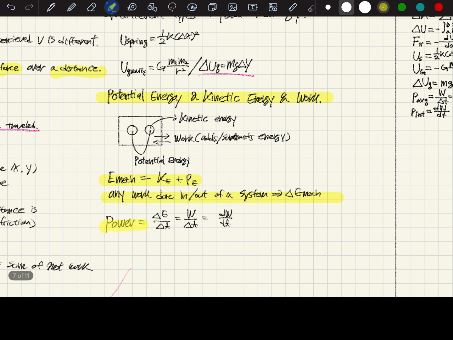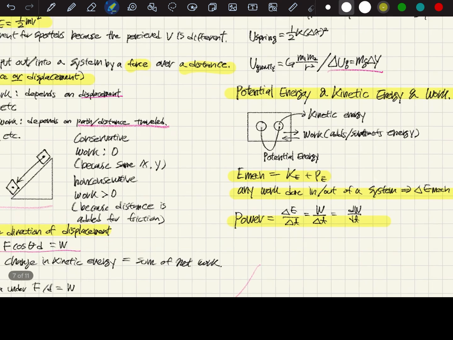And the last thing is power. Power is basically the change in energy over change in time. It's like acceleration in a way. The change in energy being work, you can also get work over change in time, and therefore you would still get power. That's just different definitions of power.